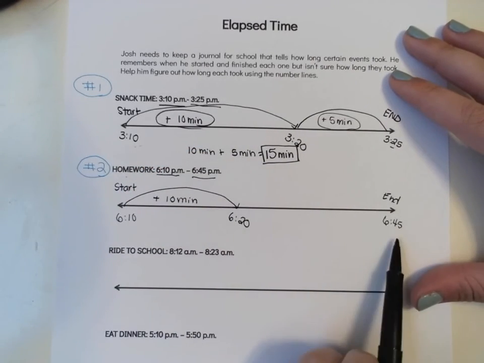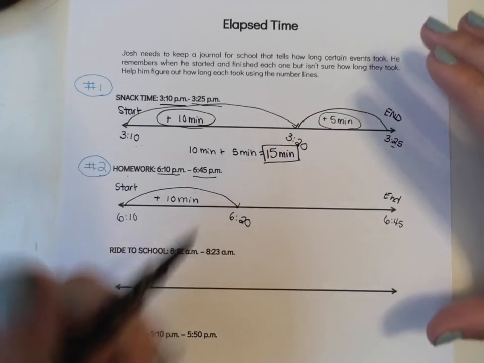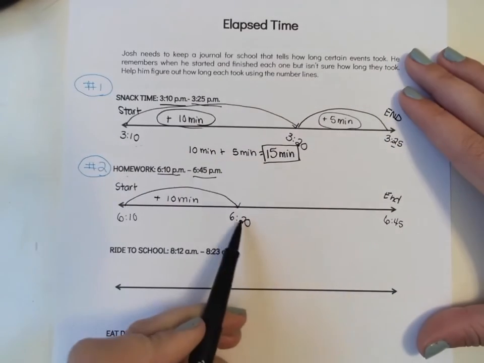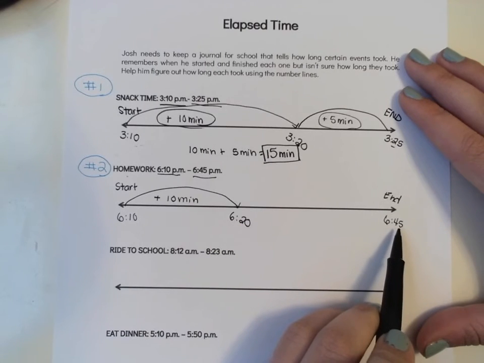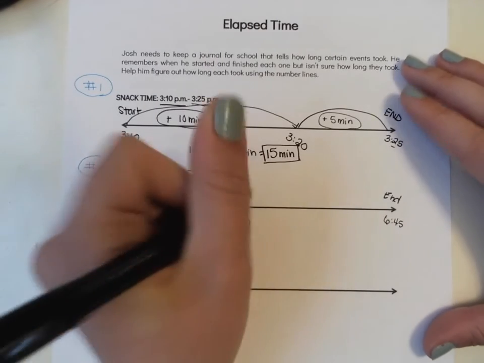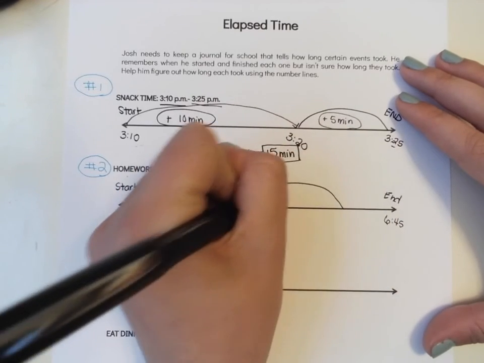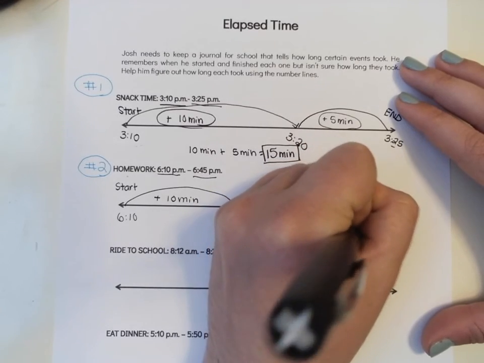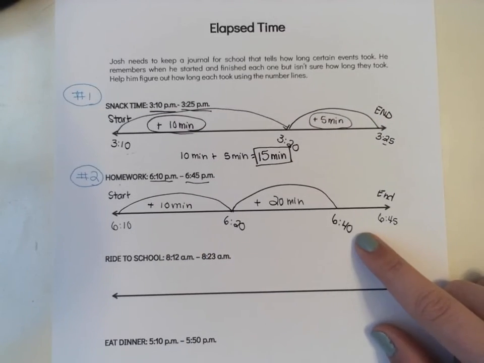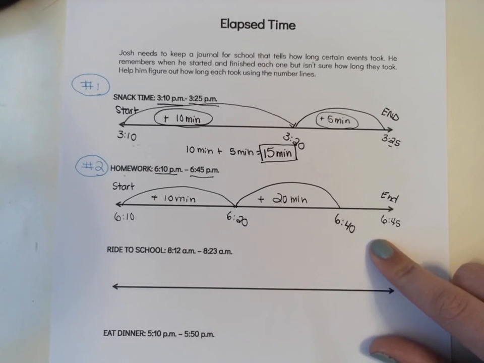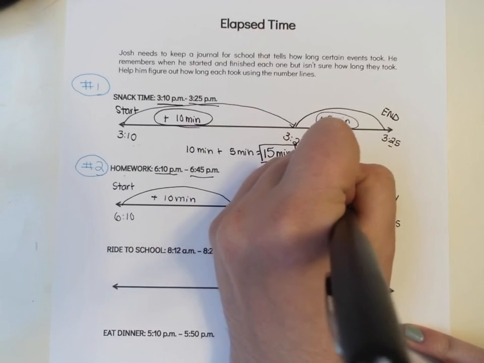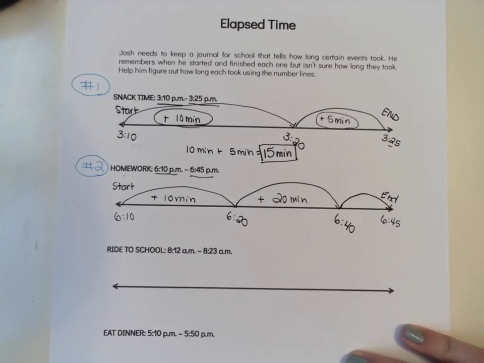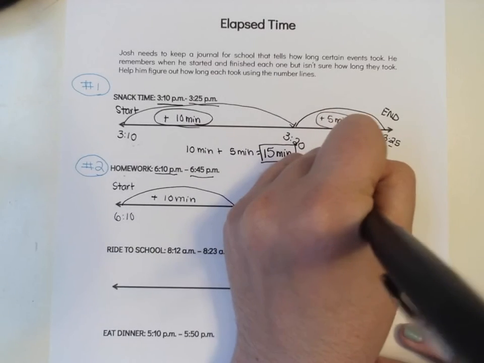Now, am I quite at 6:45 yet? Not quite. So I'm going to jump up. I know that to get from 6:20 to 6:40, I need to jump up 20 minutes. So I'm going to jump up another 20 minutes to end at 6:40. Now, I know that I'm not quite at my end time yet, so I still have a little increment of time that I need to fill in. So if I were to take 6:40, how many more minutes would I need to add to get to 6:45? Right, I would need to add 5 minutes.